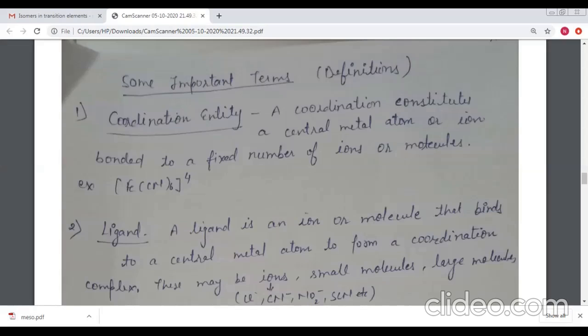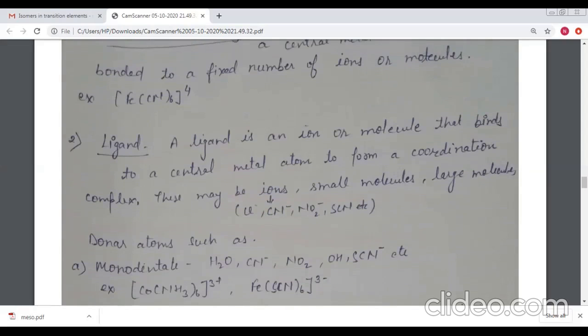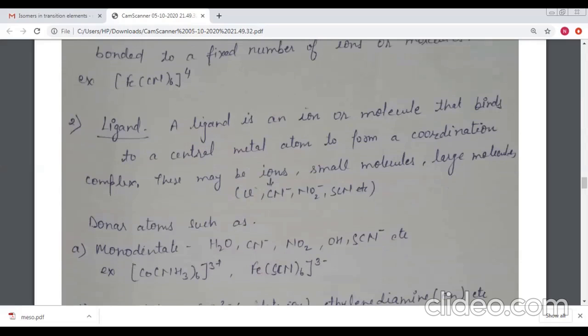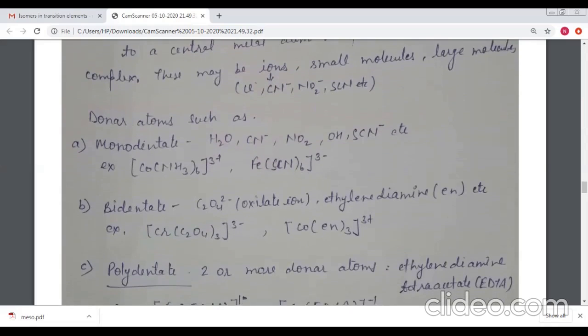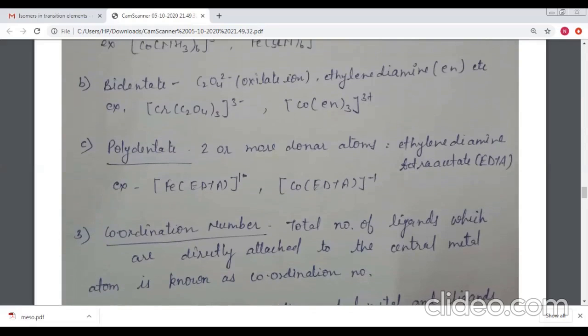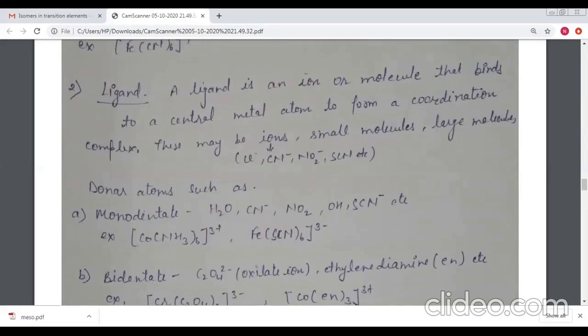They may be ions or small molecules, large or small, like Cl, CN, NO2, SCN, etc. These are also called the donor atoms. The donor atoms may be monodentate, bidentate, or polydentate. In the monodentate, examples include ions, and neutral molecules also, such as H2O, CN, and NO2.